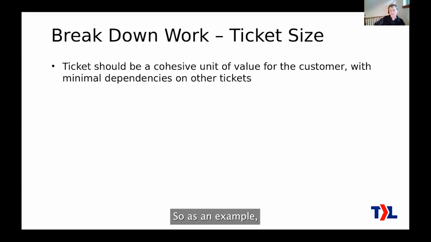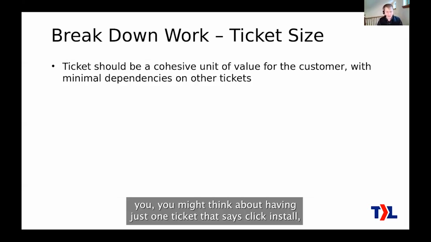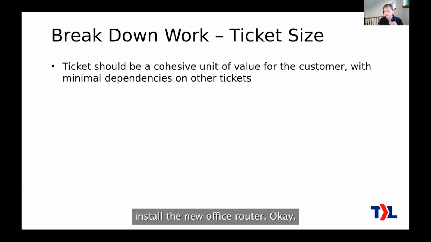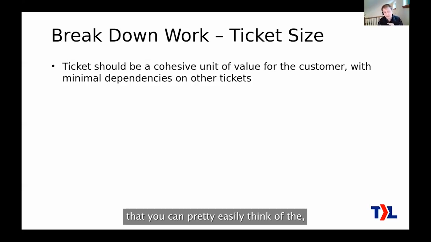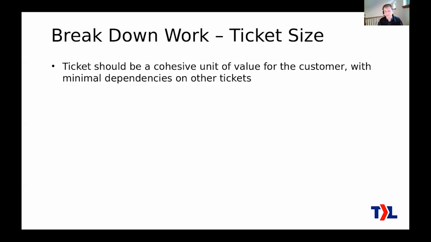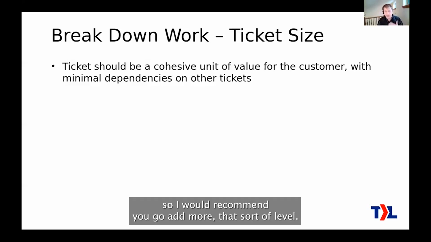So, as an example, let's say that you have a project for a network upgrade at a certain office. You might think about having just one ticket that says, okay, install the new office router. Okay, but that's actually too big because within that you can pretty easily think of the discrete steps that make that up. So one is you got to order it, right? Okay, so I would recommend you go at that sort of level.